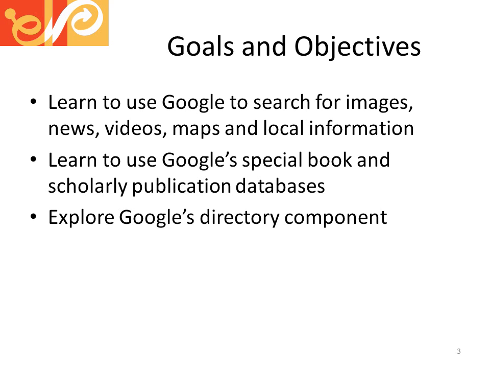The goals and objectives for this section of the course are to learn how to use Google to search for images, news, videos, maps, and local information, learn to use Google's special book and scholarly publication databases, and finally to explore Google's directory component, which allows you to do a "drill down" search through categories to find websites and information on a variety of topics.